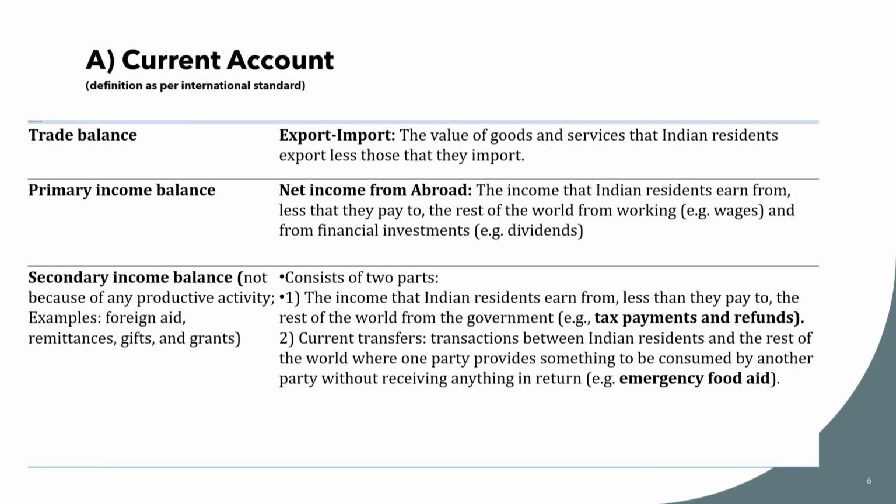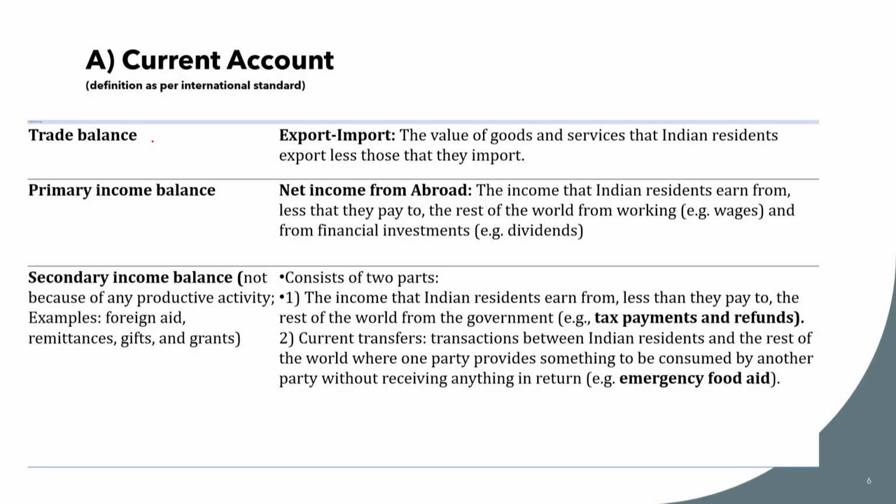So let's now move ahead. Let's go through one by one what the current account and capital account mean. We are following the definition as per the international standard. First, the trade balance. Trade balance means when exports equal imports, the value of goods and services that Indian residents export less those that they import. So we can say there is a balance of trade, no deficit or surplus. A balance of trade deficit means our imports are greater than exports, and similarly a surplus means our exports are greater than imports.